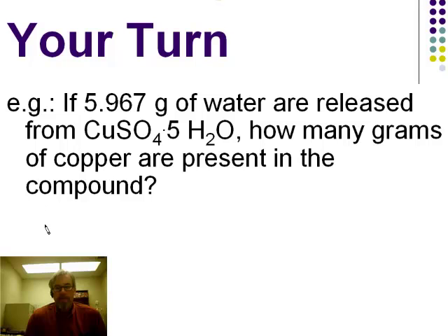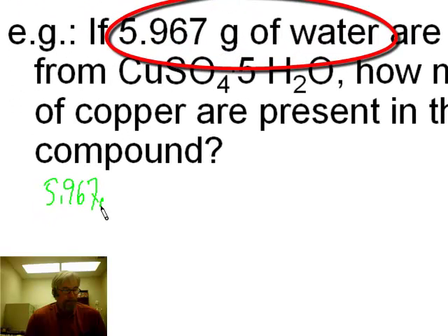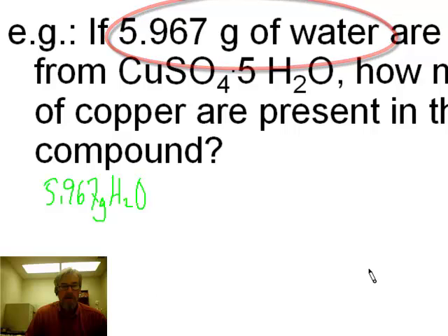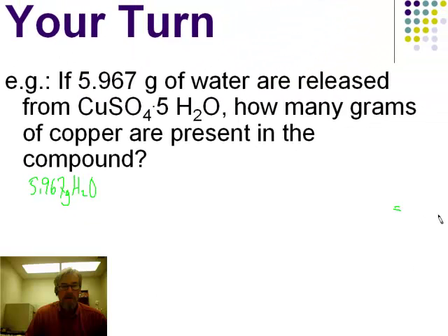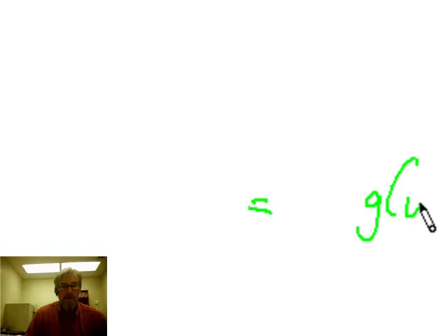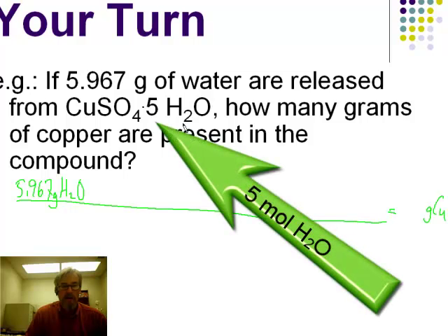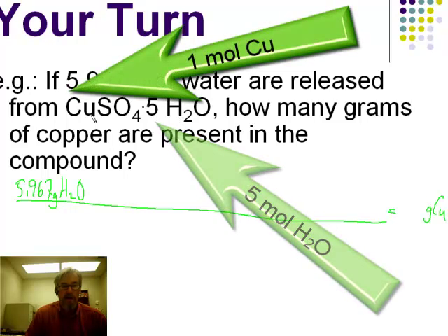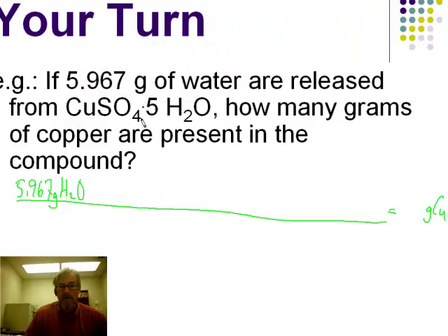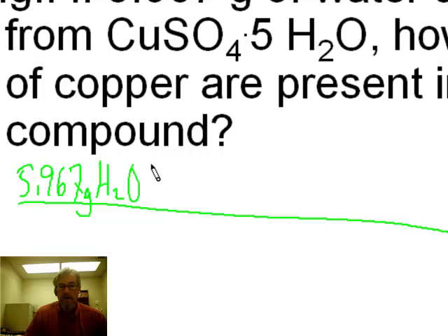Well, just like always, we're going to have to start out with what we know in dimensional analysis. So I start with 5.967 grams of water. That's my starting point. Ultimately, somewhere over here, I want to end up with grams of copper. How am I going to get there? Well, a mole ratio is going to be involved here, and it's 5 moles of water for every mole of copper in this formula. So what I'll do is change this into moles.